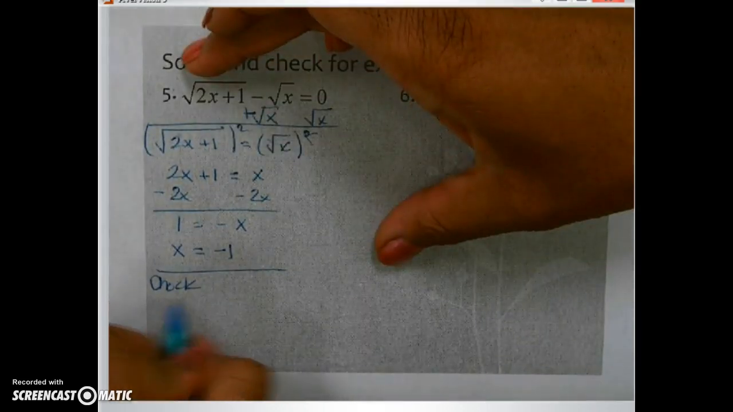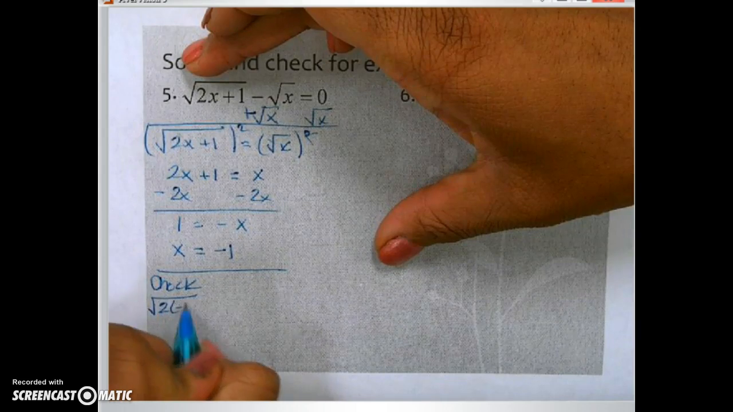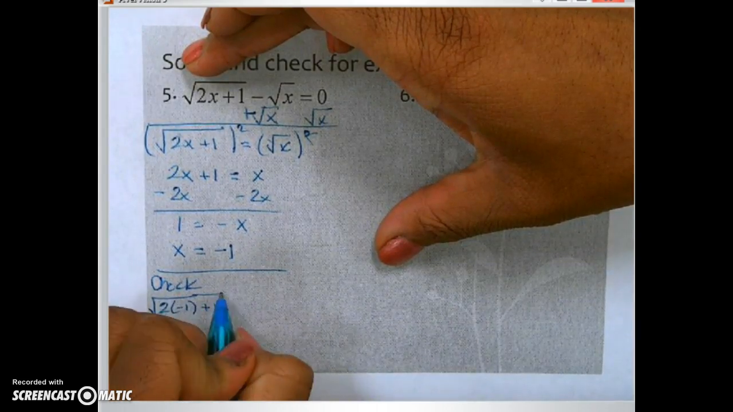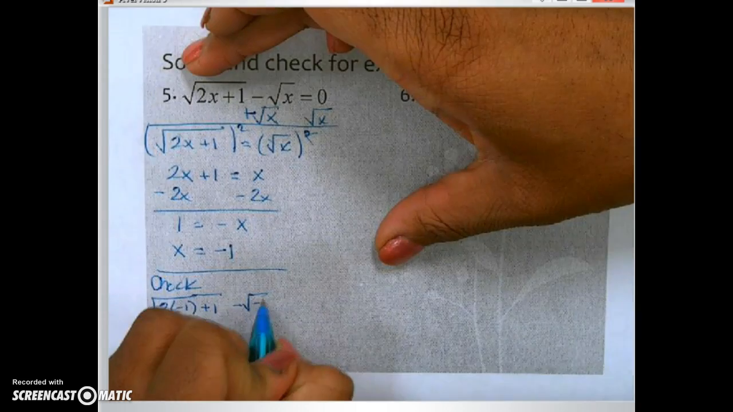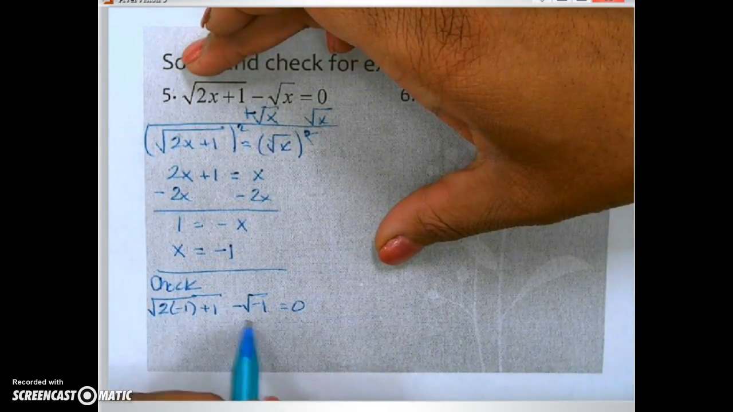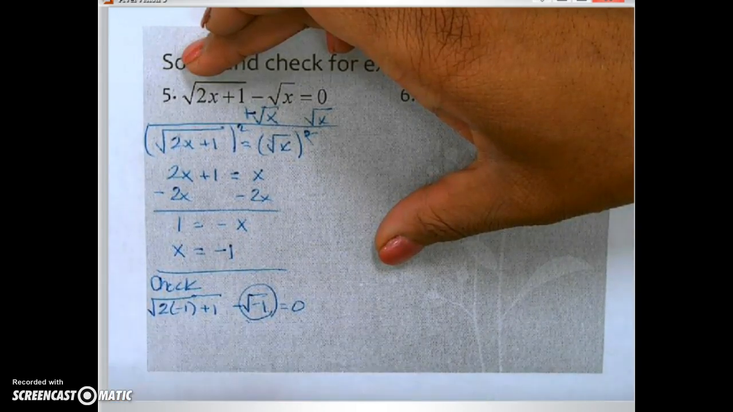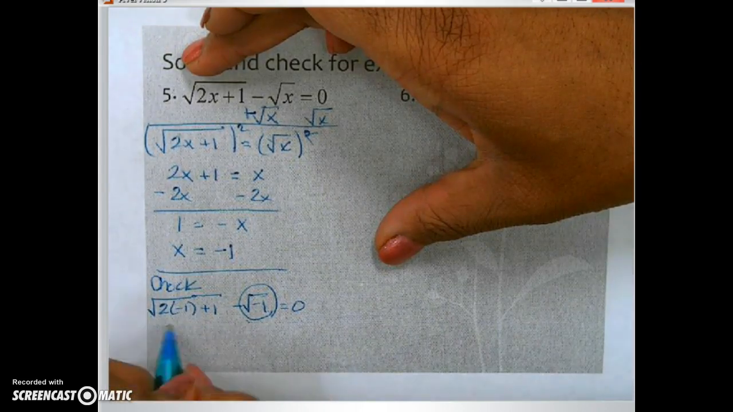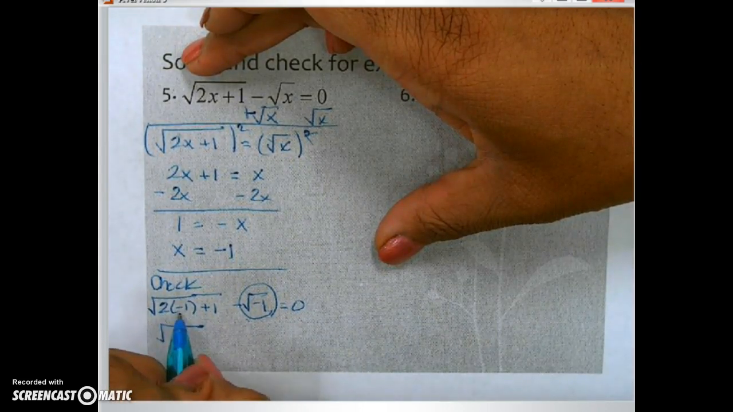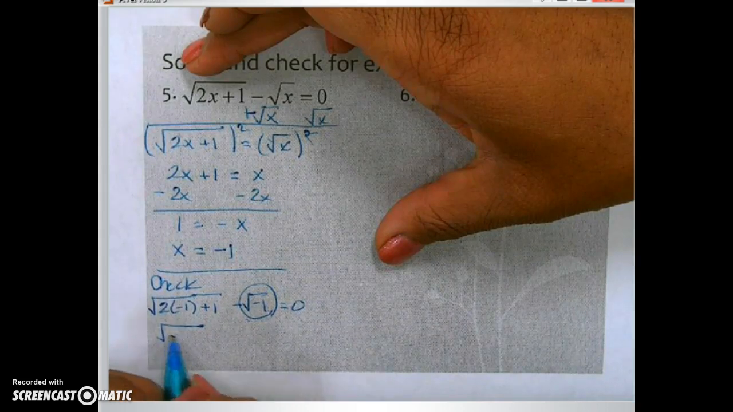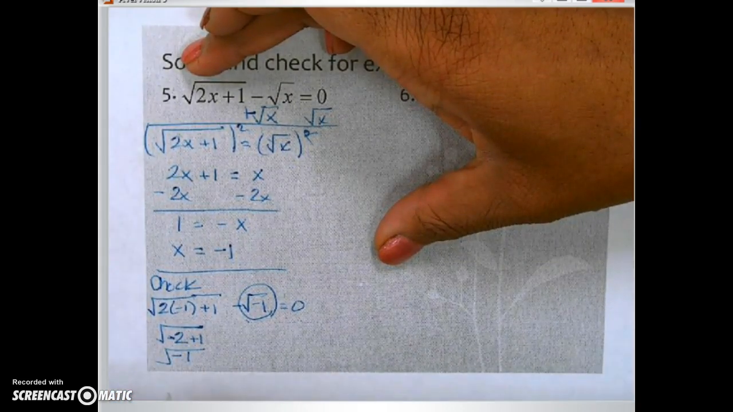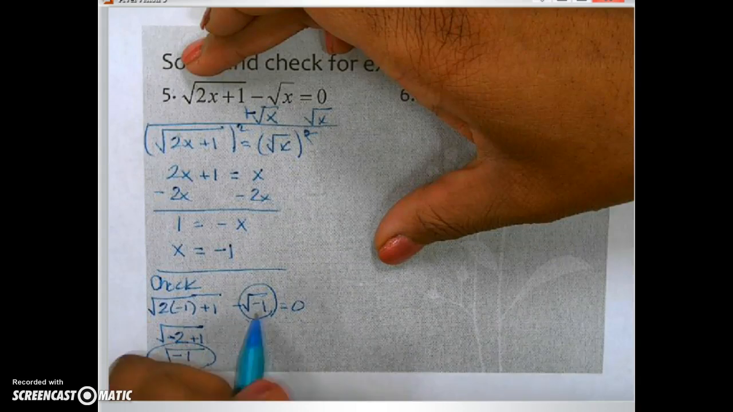Plugging into the original, I have the square root of 2 times negative 1 plus 1 minus the square root of negative 1 equals 0. This is a problem right here. Square root of negative 1, that's i. We're not dealing with i's right now because look, let's simplify a little bit more and make sure you see it. 2 times negative 1 is negative 2 plus 1, and I get a negative number here as well. Not okay.